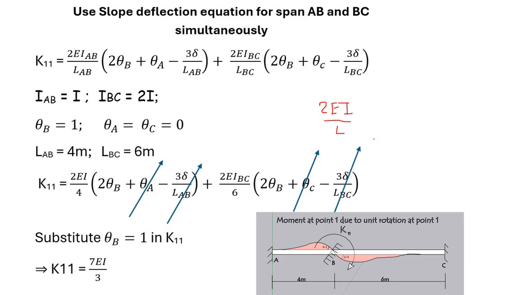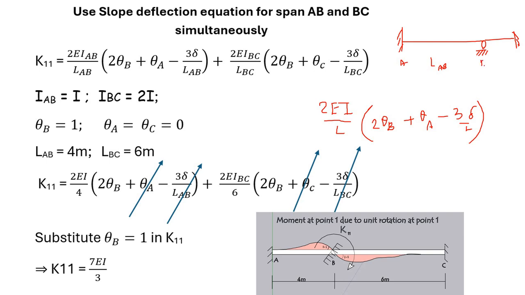So basically the slope deflection equation goes like this: 2EI by L into 2 theta B plus theta A minus the settlement, that is delta, by L. This is the equation. Okay. For example, if you consider a span like this, you can see that this is L_AB. This is A. This is B.